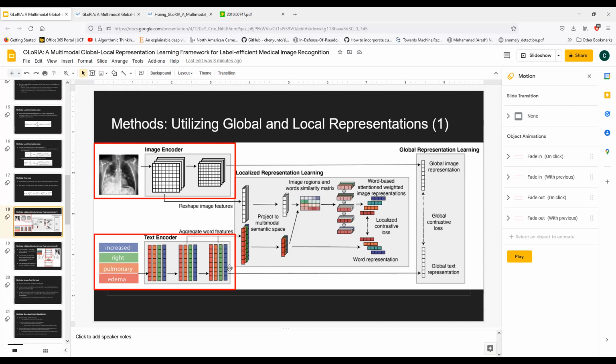Okay, so it's the aggregate of the word features and the reshaped image features that go into the multimodal semantic space. They go into the image region and word similarity submatrix. Then the word-based attention weighted image representations and word representations are both learned through the contrastive loss. Whereas this is just the whole image and the sentence. These are the word features, like the word pieces, and the image features that go into all of this. Is that right?